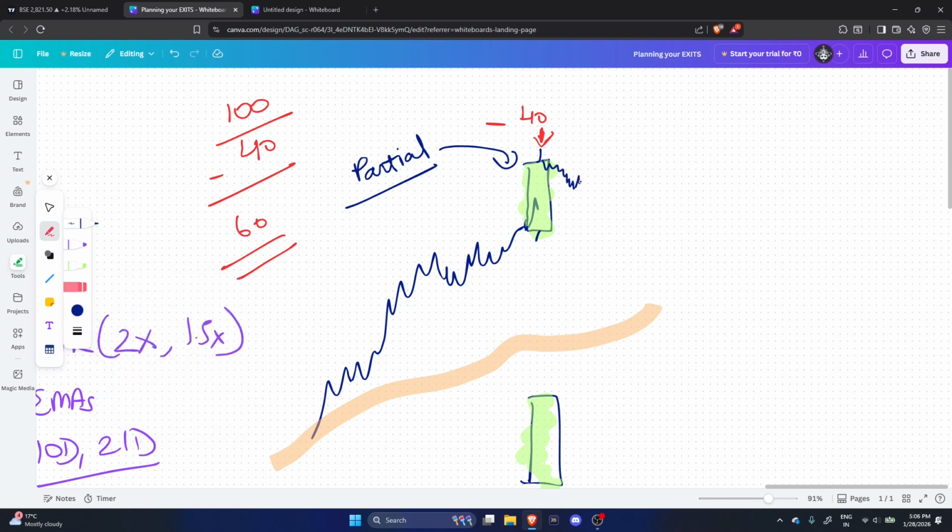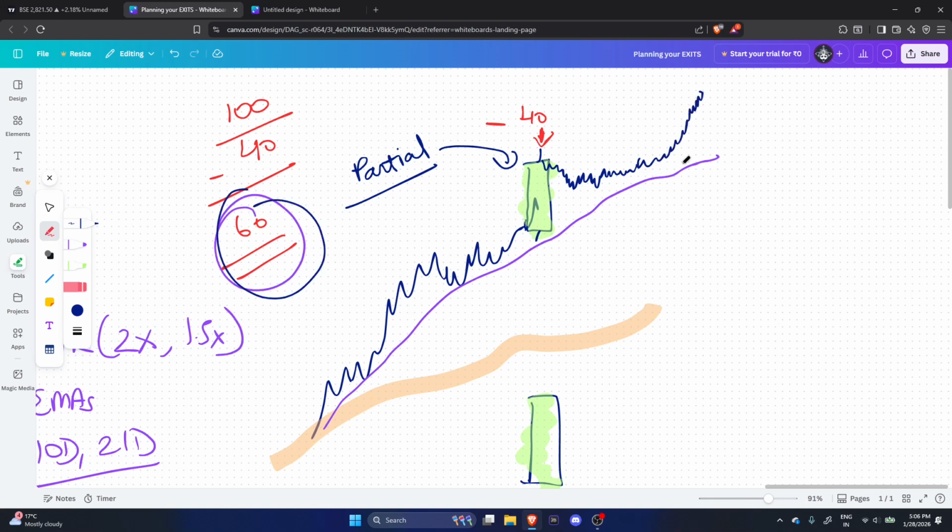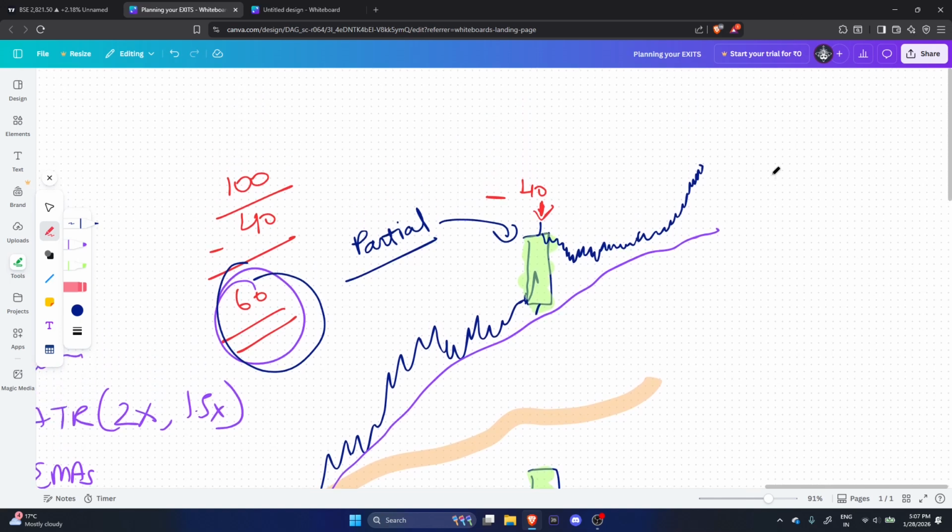Now the stock is, let's say, flat. This is your 21 EMA. Price has not broken it, so we are still holding this 60. Let's say price again goes up. We are still holding this because there is no reason to sell. That is why I do not ever keep targets, because as stock traders, you don't know how high the stock can go, right?